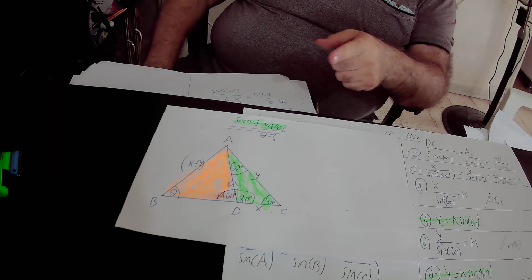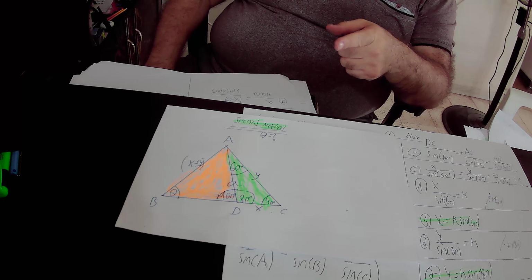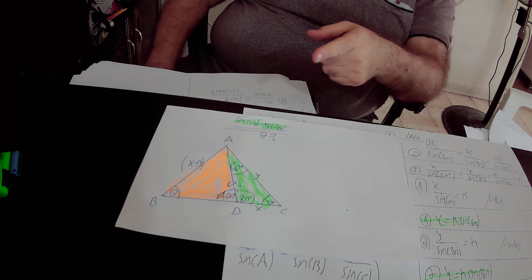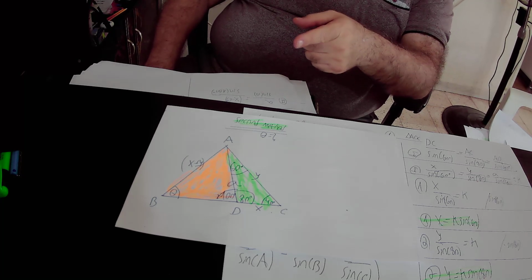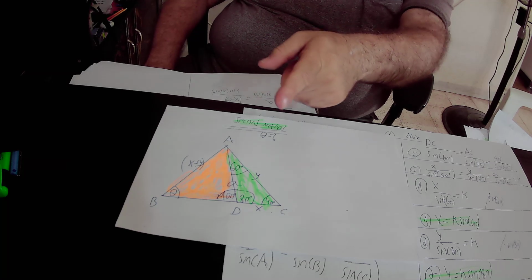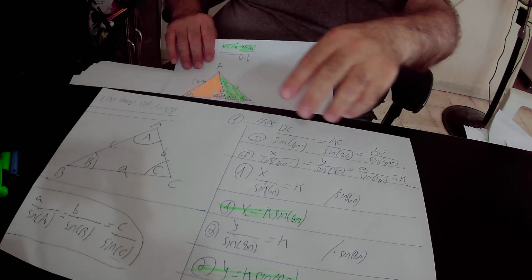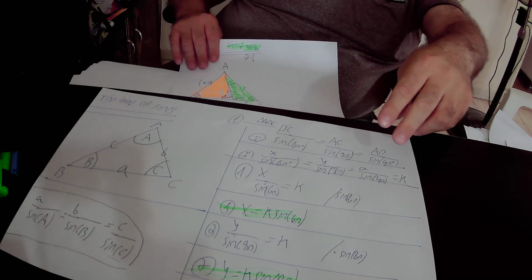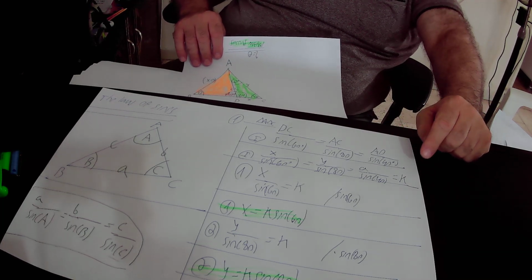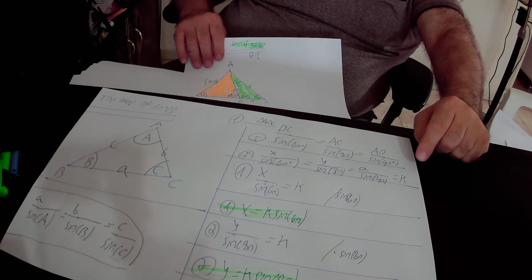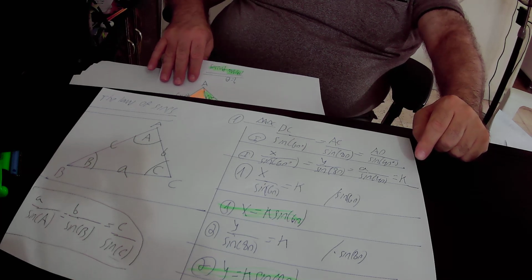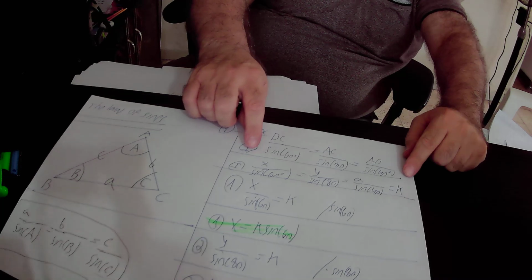DC equals X, so we substitute DC by X. AC equals Y, so we substitute AC by Y, and AD equals A, so we substitute AD by A, and we got this expression. So we have three expressions that are all equal to each other, therefore we define them as K, and then we derived the first equation from this long equation.